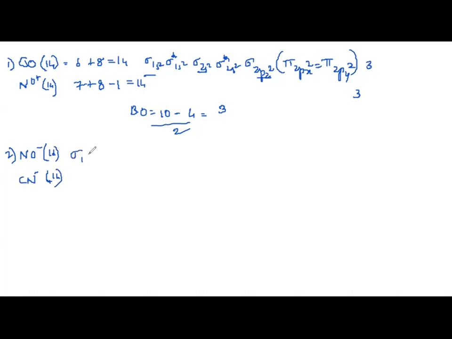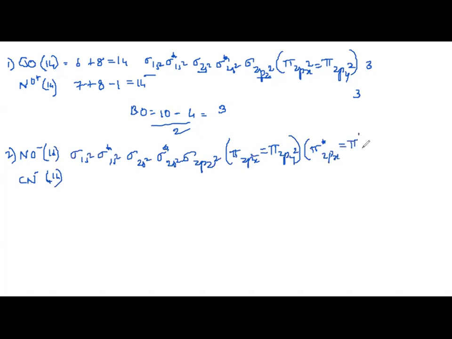Yes. Sigma 1s2, sigma star 1s2, sigma 2s2, sigma star 2s2, sigma 2pz2, pi 2px equal to pi 2py. Both will have 2 electrons. 16 means pi star also comes there, pi star 2px equal to pi star 2py. So let us count 2, 4, 6, 8, 10, 12, 14. So 16 means 1 electron here, 1 electron here. Calculate the bond order. Bonding 2, 4, 6, 8, 10, minus 2, 4, 6 by 2. So it is 4 by 2, which is nothing but 2.